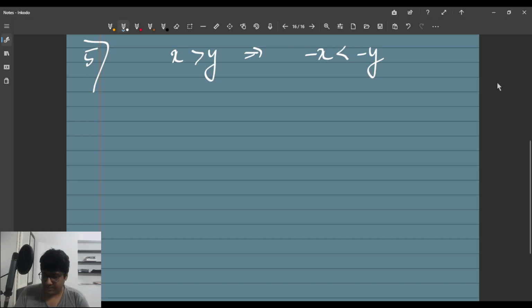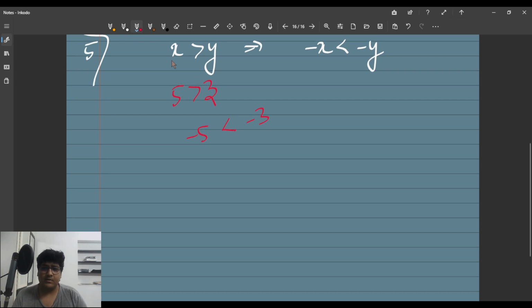So try this problem. Just play with it. Start to insert values and get an intuitive idea of what it means. So x is greater than y, so 5 is greater than 3, I know. Then is minus 5 less than minus 3? Well, yes, minus 5 is a bigger negative number, so it's less than minus 3. What about other values? Maybe minus 7 is greater than minus 10. Then 7 and 10, 7 is less than 10.